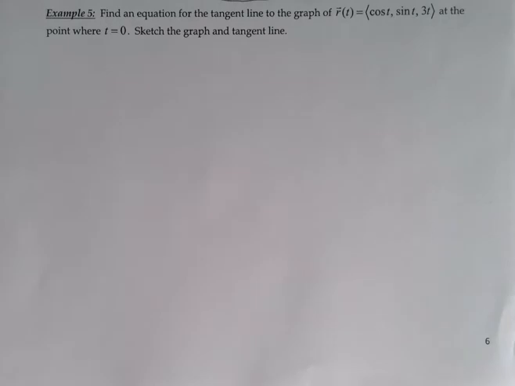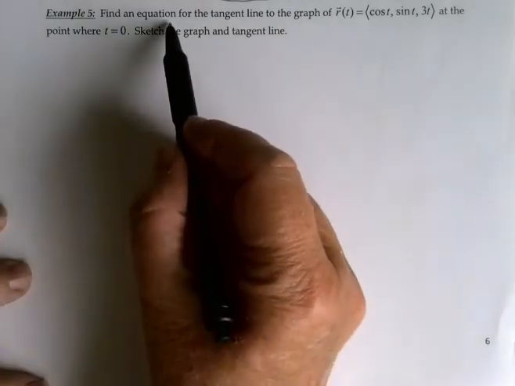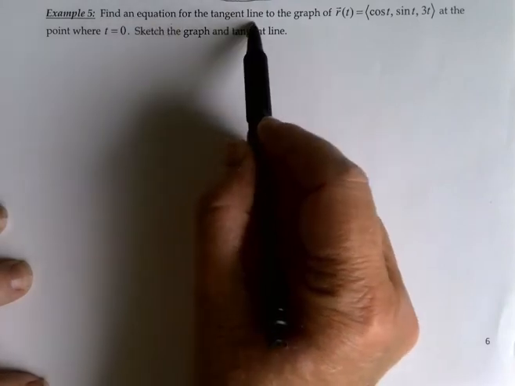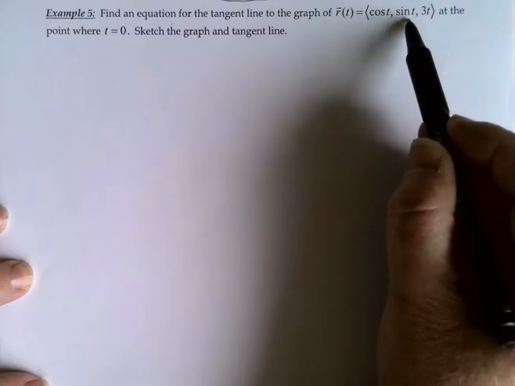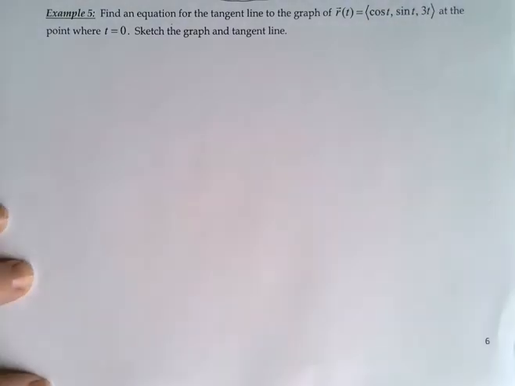This is section 11.6, part 2. In this case, we would like to again find the equation for a tangent line to a graph. In this case, the graph is cosine t, sine t, 3t. So we're looking for the tangent line to a three-dimensional graph this time.